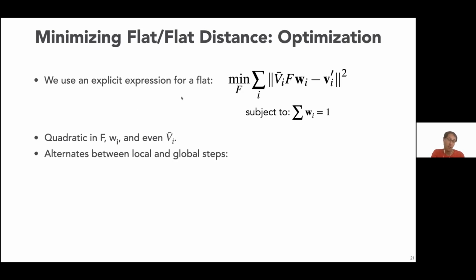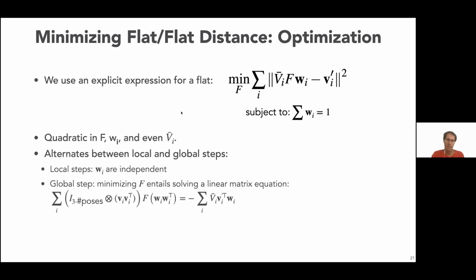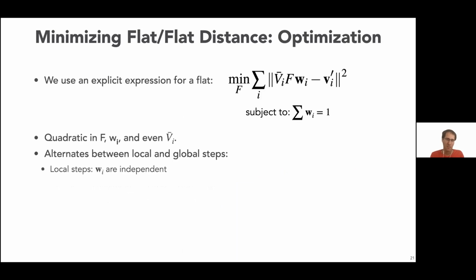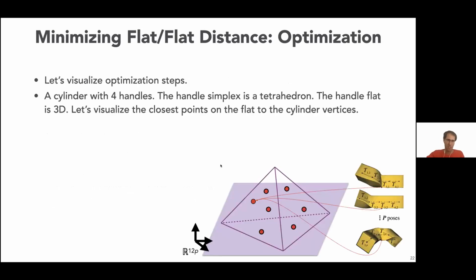And so our proposed solution is to do this in a global-local way. The local steps Wi find the closest point on the flat, and then the global step finds a new flat F, which passes as close as possible to our estimated points. This ends up as a linear matrix equation, which, because of redundancy, reduces to a 4H by 4H system of equations. And so we propose to do this in an alternating way. So let's visualize this optimization.